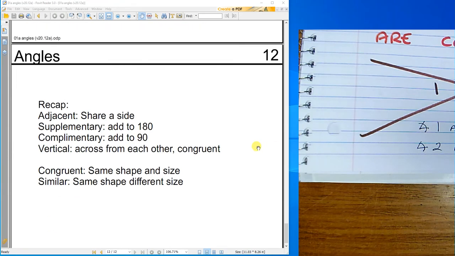So what did we learn? Our recap: adjacents share a side, supplementaries add up to 180, complementaries add up to 90, verticals are across from each other and congruent. Congruent, same shape and size. Similar, same shape, different size. Imagine zooming in and zooming out.